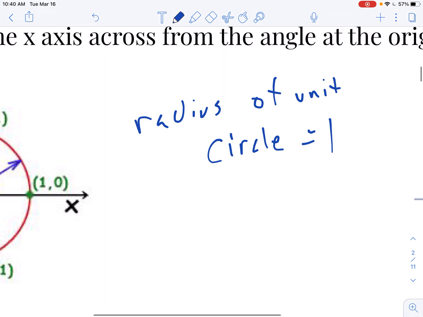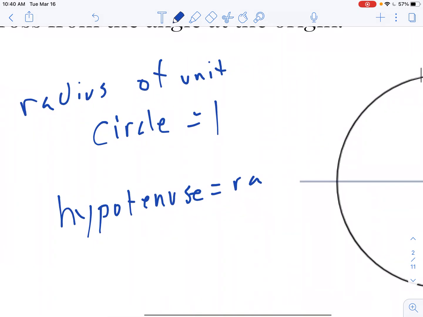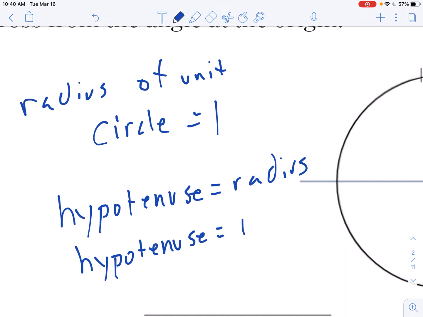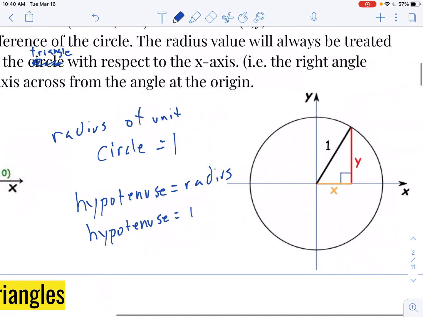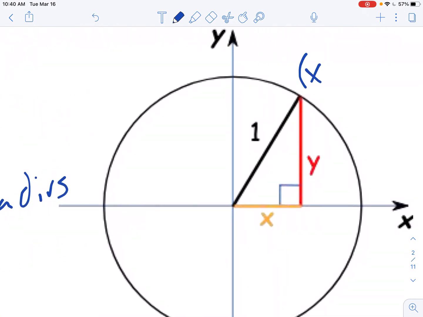is equal to 1. And then the hypotenuse of every triangle will be equal to the radius. So the hypotenuse of every triangle in the unit circle is also 1. And what this does is it allows us, at every point, to have an x, y point.